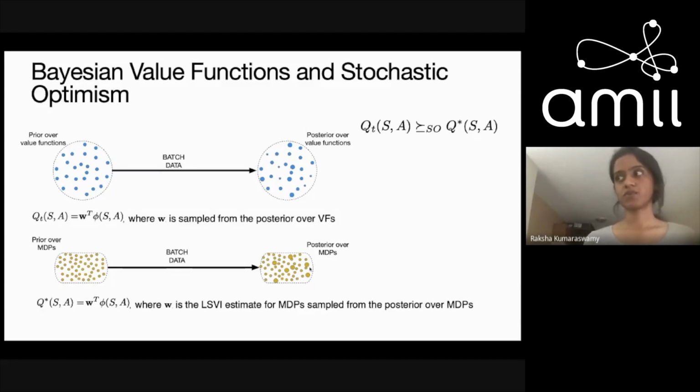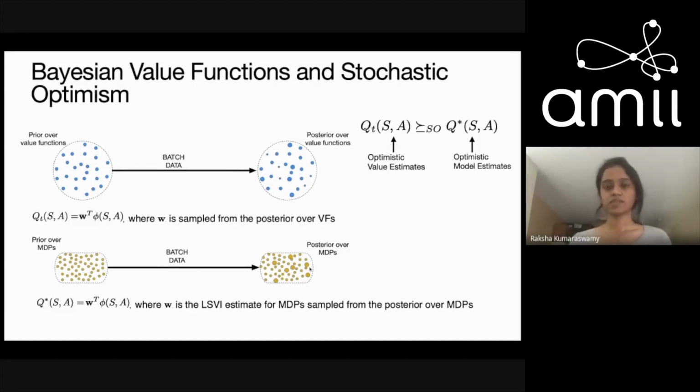To put words to this: QTSA is the optimistic value estimate with respect to our Bayesian prior over value functions. Q star SA is the optimistic model estimate with respect to our prior over feasible MDPs. The idea shows that the value functions learned by RLSVI are stochastically optimistic with respect to the value function that would have been learned with a model-based strategy. So this is trying to promote exploratory behavior in a model-free learning environment, with the guarantees that model-based algorithms would provide you. That's essentially where the idea of stochastic optimism comes in.